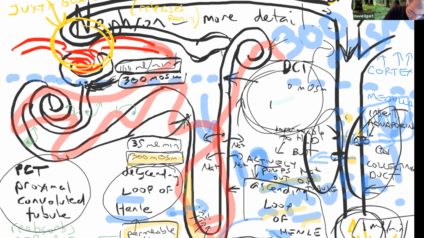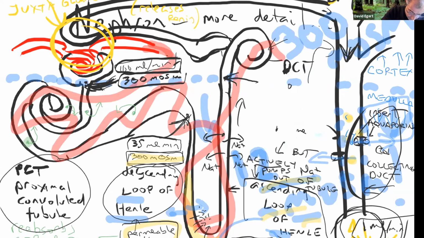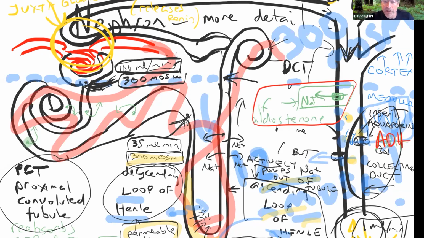Let me get rid of some of the stuff here. That's not what I meant to do. If aldosterone, then you turn on these sodium pumps and reclaim more sodium into the body. So aquaporins are controlled by ADH. Aldosterone controls the sodium reclamation.